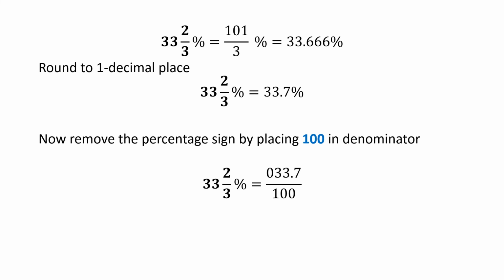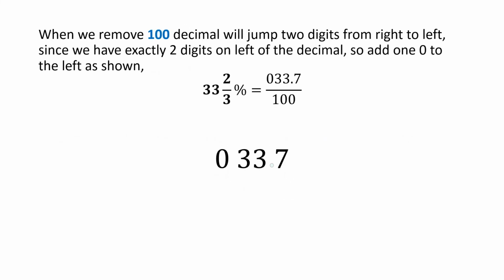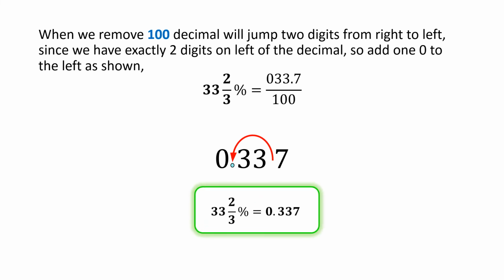Now remove the percentage sign by placing 100 in the denominator. When we remove 100, the decimal will jump 2 digits from right to left, since we have exactly 2 digits on the left of the decimal, so add 1 zero to the left as shown. Therefore, 33 whole 2 upon 3% equals 0.337.